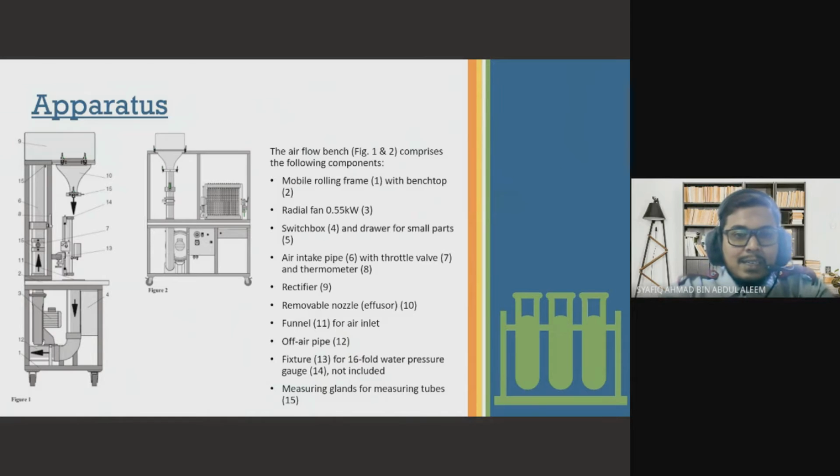Okay, the apparatus, as shown in the slide, consists of the following components. First is the mobile rolling frame with bench top, radial fan with power capacity of 0.55 kilowatt, switch box and drawer for small parts, an air intake pipe complete with throttle valve and thermometer, a rectifier, a removable nozzle, a funnel for air inlet, an off-air pipe, a fixture for 16-fold water pressure gauge, and last is the measuring glands for measuring tubes. You can see the parts that are located in the figures beside.